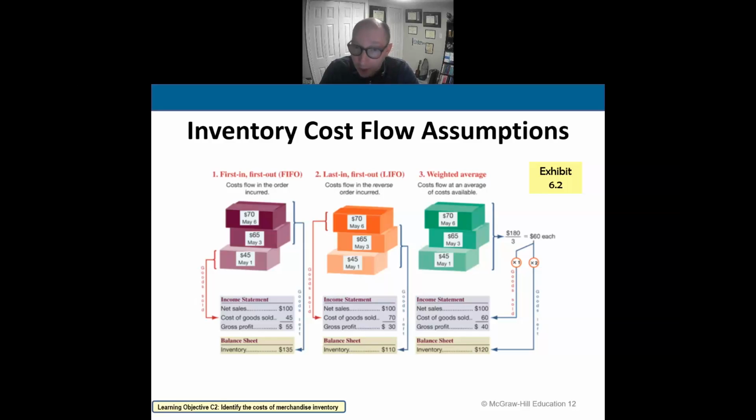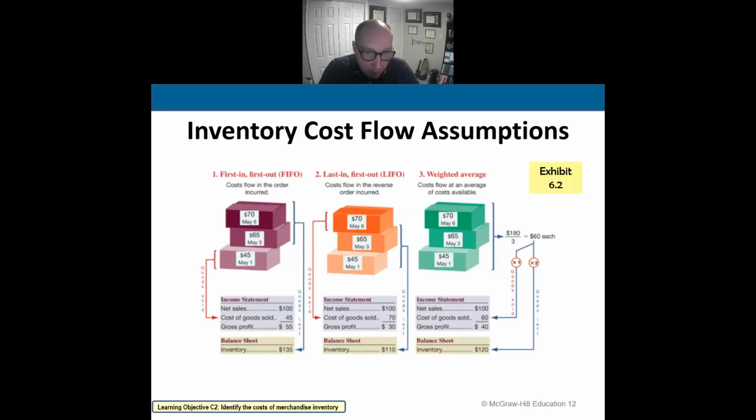So, using weighted average, I take my sales minus cost of goods sold, $60, because I only sold 1. Sales $100 minus the cost of goods sold, $60, gets me gross profit 40. My remaining balance inventory is 120. How did I get that? $60 each times 2 left. 120.